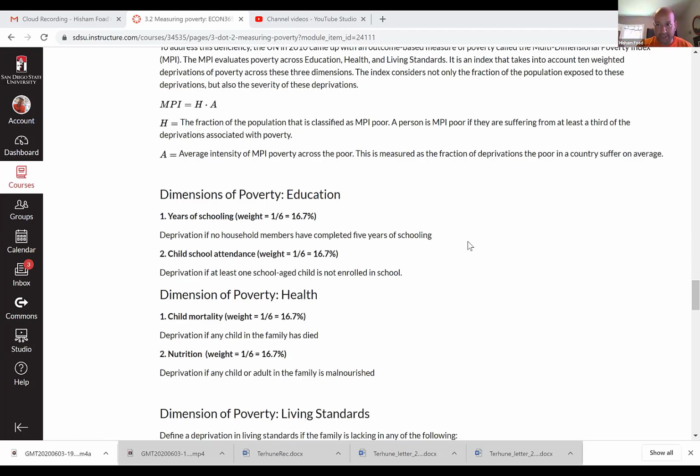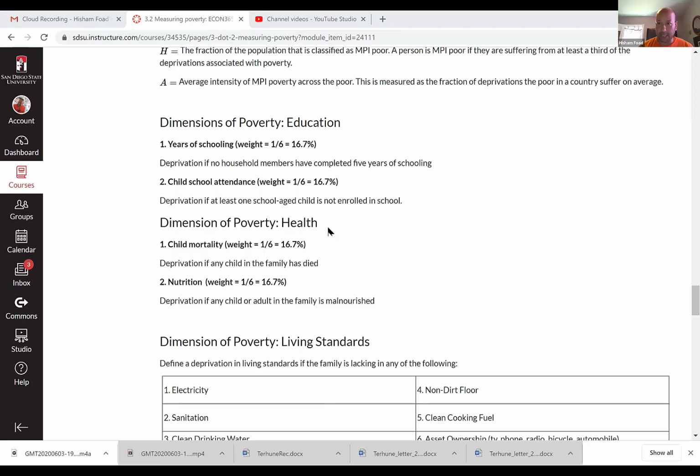by adding 0.167. So if you suffered from both of these, if nobody in your household has 5 years of schooling and you do have kids in your household and they're not in school, then already your MPI score is up to 0.33 and you're classified as MPI poor. If you only have one of those, then your MPI score is 0.167 and you're not yet MPI poor. Okay.